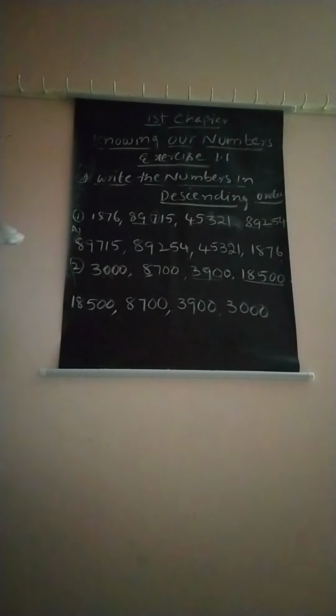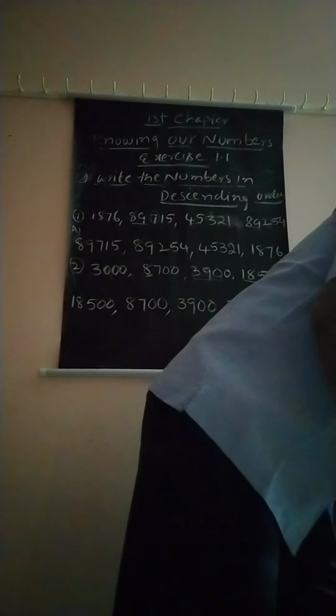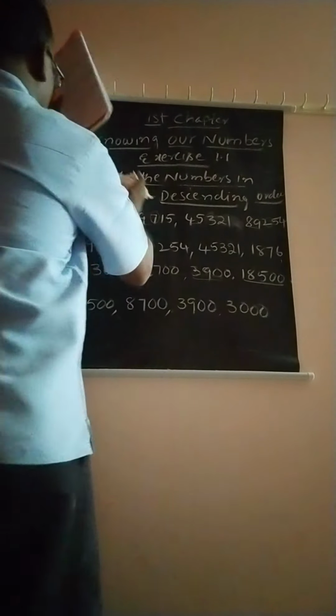Descending order is from bigger to small. Ascending means from small to bigger. So 3 rows are finished, and the fourth one is asking to put the appropriate symbol, less than or greater than.